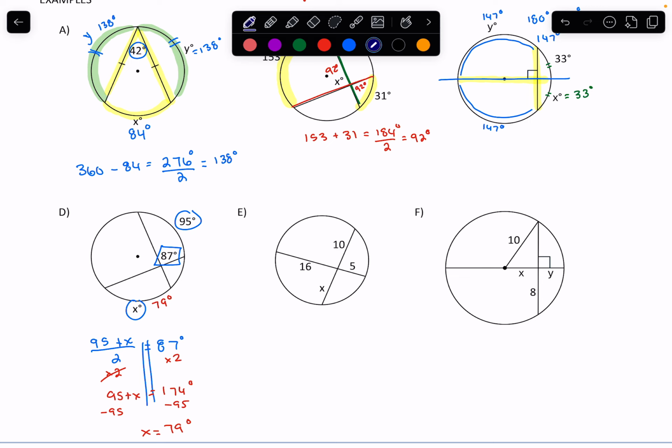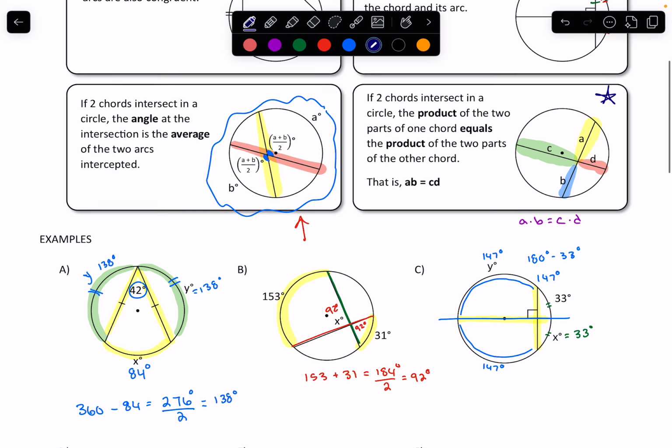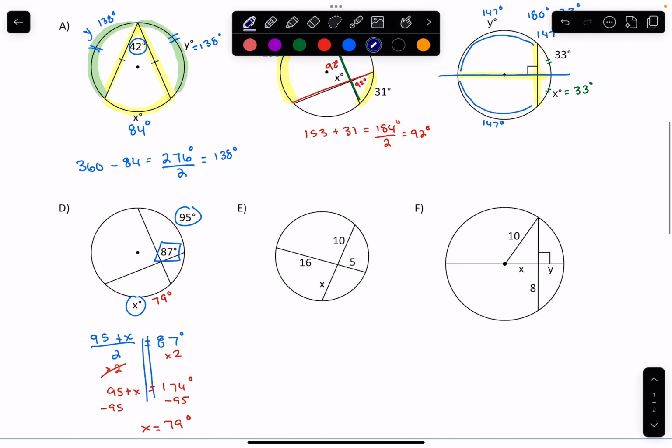Two chords, and they're intersecting each other, and then it's giving me lengths of the chords. So I think this one's going to use this last rule that we learned up above that says if I multiply the parts of the chords together, then they equal each other. So if I take 10 and multiply it by x, I get the same thing as if I get 16 times 5.